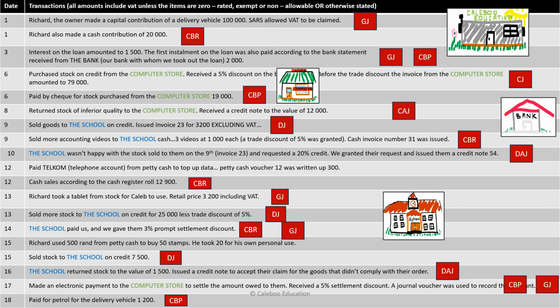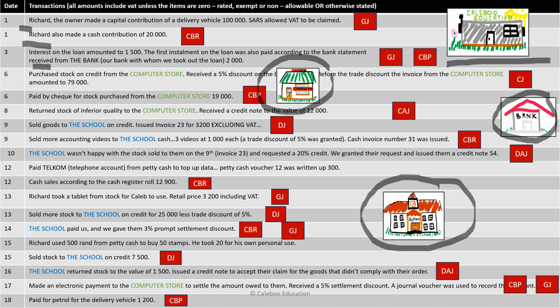So if you remember, these were all the transactions for the month of February that took place for our business, Calibre Education. These were our role players, the computer store, obviously the bank we bank with, our customer, the school. Now we're busy with the petty cash journal.